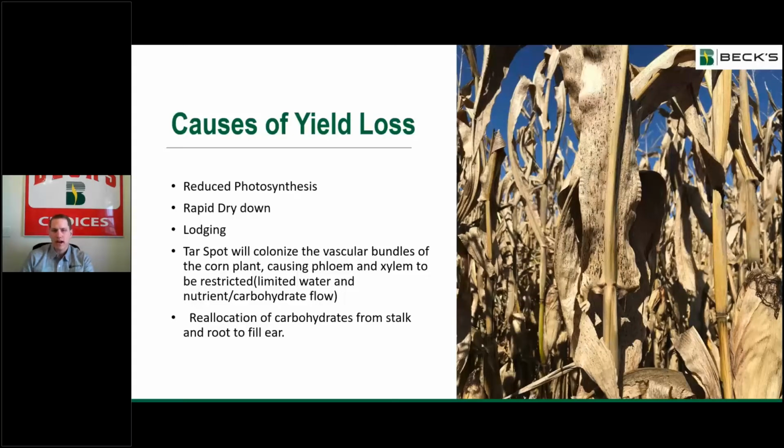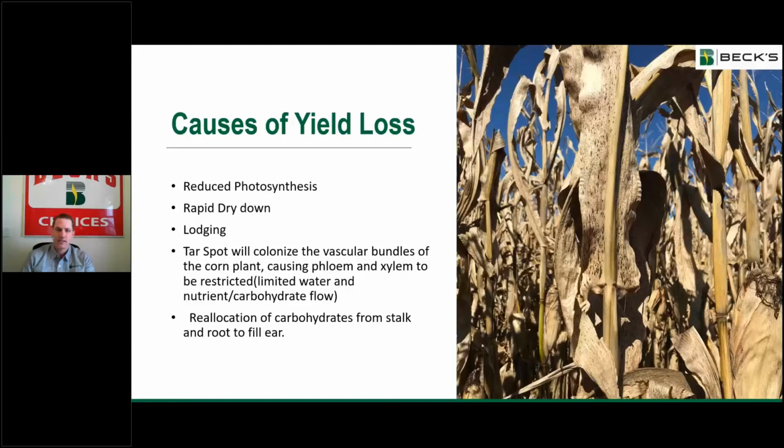We do see some lodging when we start talking about heavy infections of tar spot. I would say that that's not 100% from the tar spot causing that stalk issue. But as we start to reduce photosynthesis, as we have more rapid dry down, and that plant begins to cannibalize itself and remobilize the starches and sugars from the leaf to jam it into that ear of corn, we start to see stalk integrity issues.